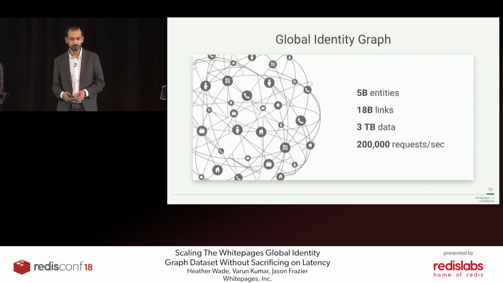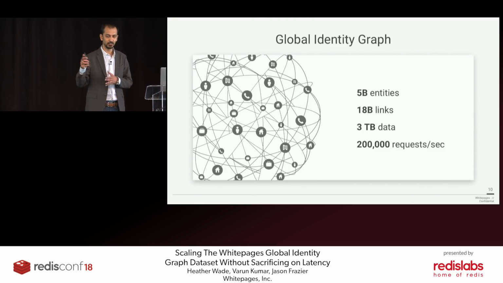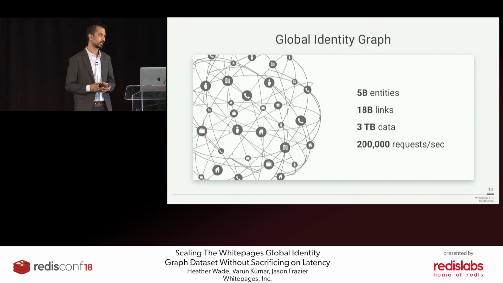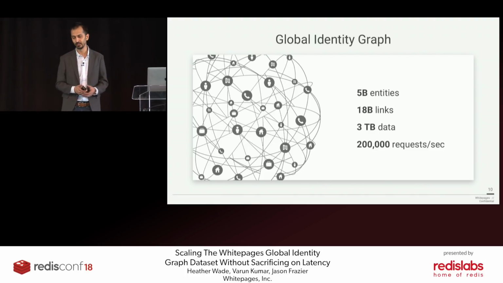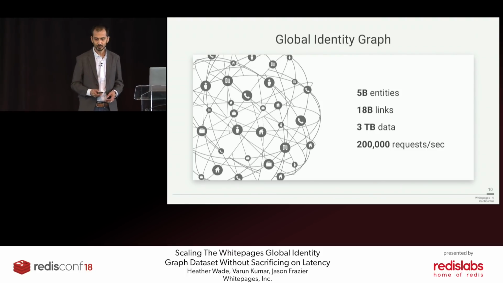So just going over these numbers a little: 5 billion unique entities, 18 billion links, around 3 terabytes of data. That is compressed. It's actually 10 to 11 terabytes of data, which we get down through compression. And on average, we get 200,000 requests per second on a data store, which is Redis right now.